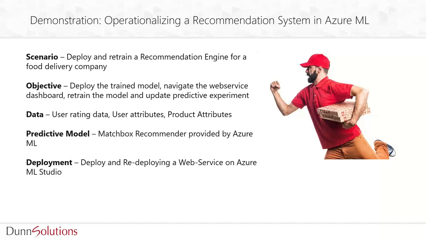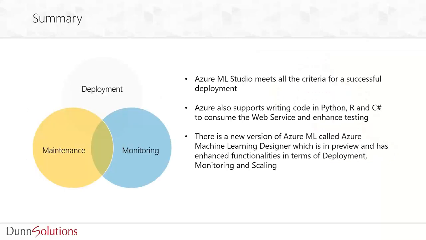So our objective was to deploy the trained model, navigate the web service dashboard, retrain it, update the experiment, and we did all four of those. And we saw how easy it is to do it in Azure ML Studio. Let's move forward. In summary, Azure ML Studio meets all the criteria for a successful deployment. We deployed it, we monitored it with the accuracy and retraining. We monitored it with the dashboard, and then we retrained the model for the maintenance. Azure also supports writing code in Python, R, and C# to consume those web services.